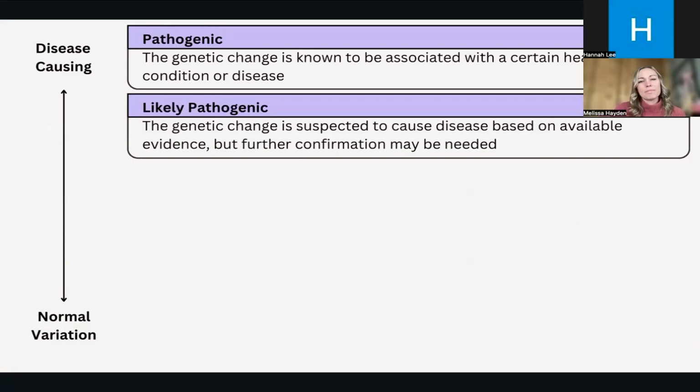As seen here, we have pathogenic defined as a positive result that indicates that a specific genetic variant has been identified and is known to be associated with a certain health condition or disease. Variants can be resulted as likely pathogenic, meaning that there is a variant found that is suspected to cause disease based on available evidence, but further confirmation may be needed.